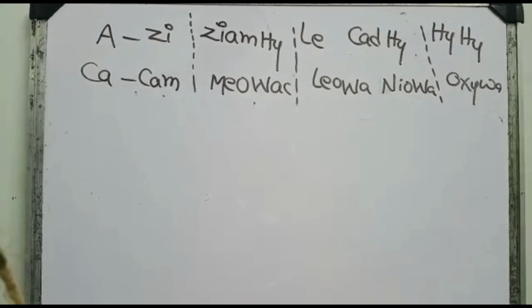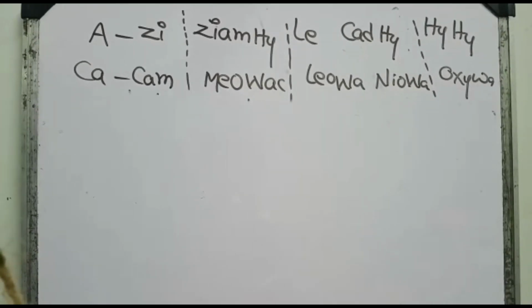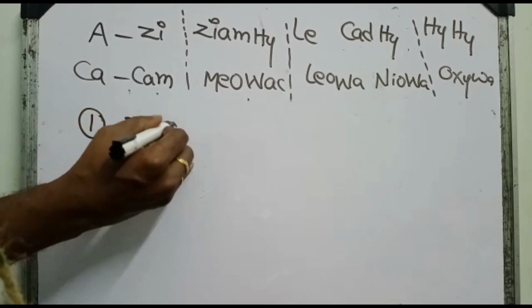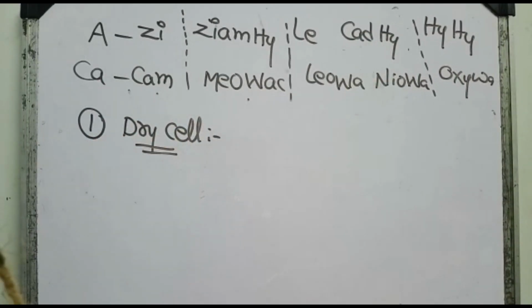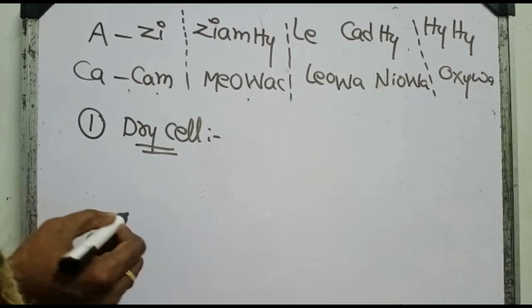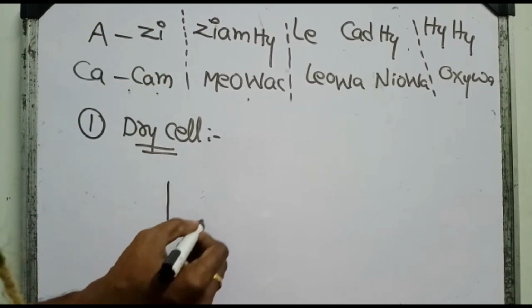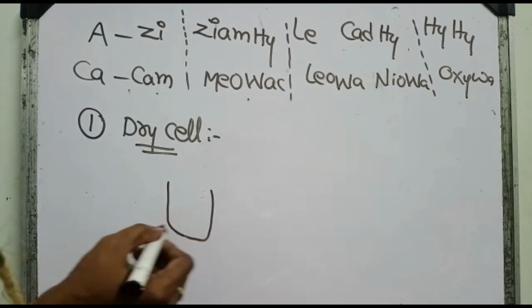Already we discussed RG, GM high, Lecard high, Kakam, Mayowak, Liowa, Niowa, Oxiva. So the first one we are writing is the dry cell. See, how is the dry cell prepared? The anode is zinc, so the zinc tank, or the outer surface, you can take.